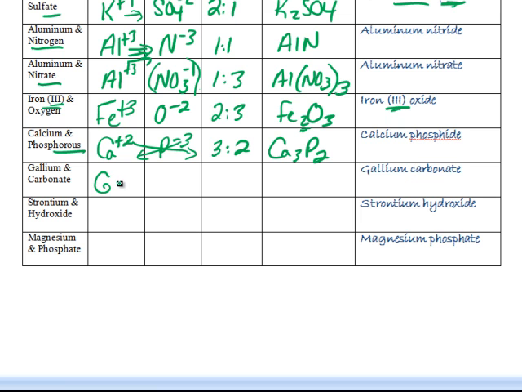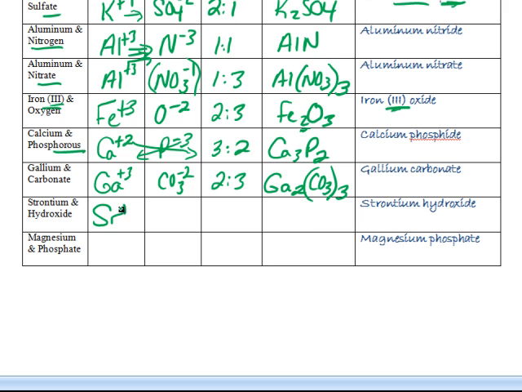All right, we got gallium underneath aluminum, so it makes +3. Carbonate is -2. Crisscross them, and it's going to be a 2-to-3 ratio, and it's Ga2(CO3)3, which is gallium carbonate. 3 sets of them, so we put carbonate in parentheses.